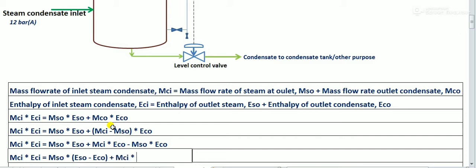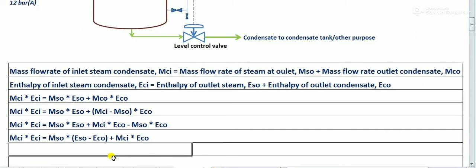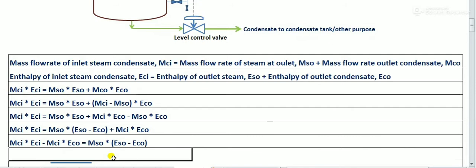Plus MCA into ECO will be there. That is the MSO we took out, so ESO will be there, MCA, ECO will be there, MSO will come, so ESO minus ECO, that's it, right? So MCA into ECI minus MCA into ECO is equal to MSO into ESO minus ECO, correct? That's it.